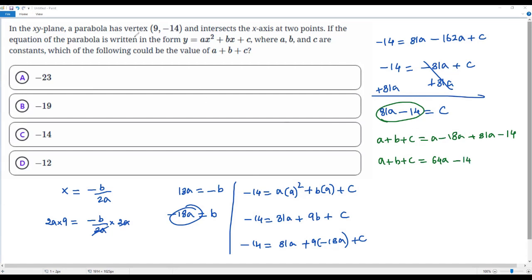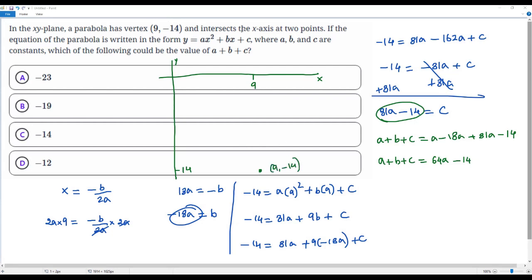Now let's consider the information we have in the question. The parabola has vertex (9, -14), and it intersects the x-axis at 2 points. Now let me draw an xy plane over here, and let me plot the vertex (9, -14). Let's take the positive value 9 on the x-axis over here. This is the y-axis and this is the x-axis. Now let's take the y-coordinate -14 over here. So here we have the vertex (9, -14).